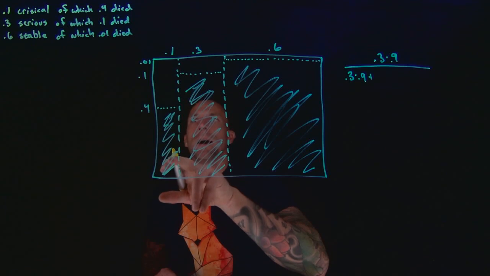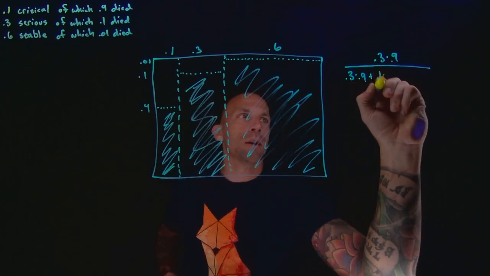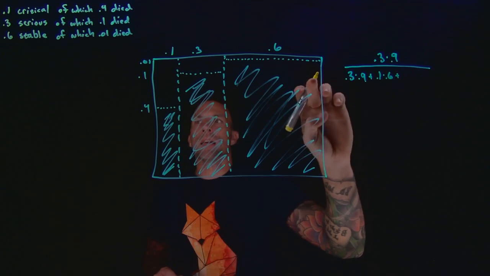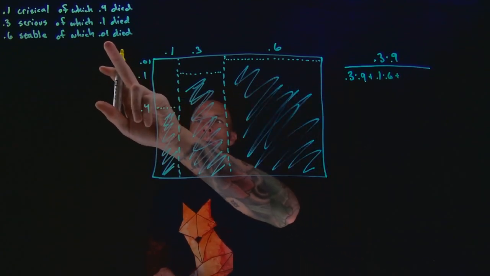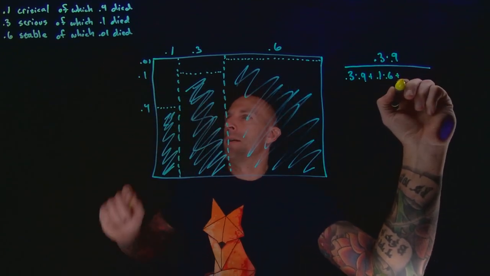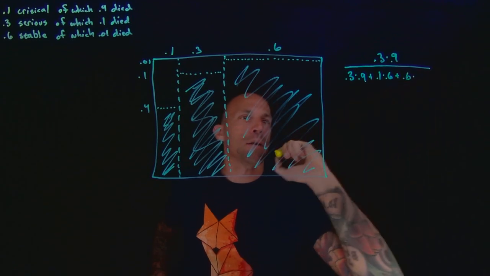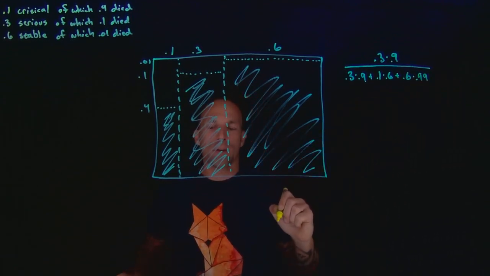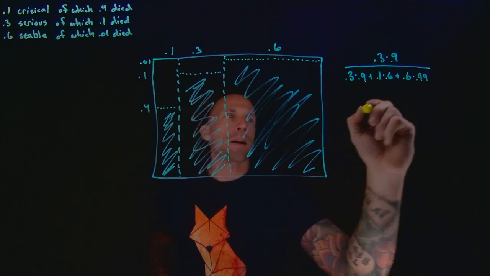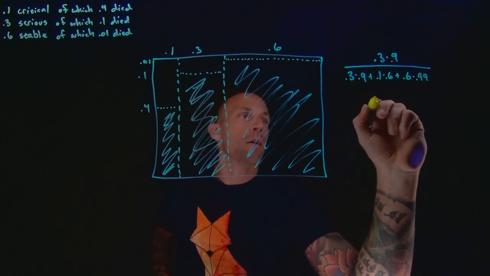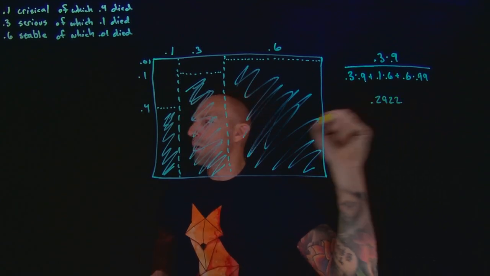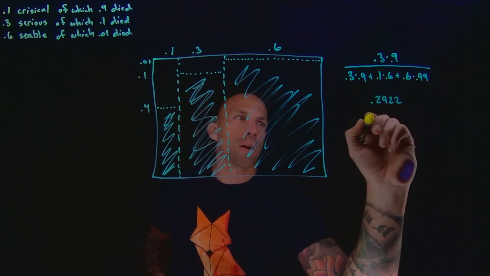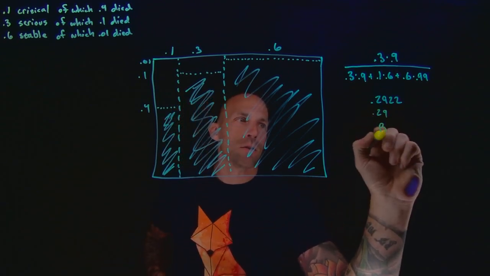If 40% died, then of those 10%, 60% survived. And then in stable condition, if only 1% died, then of the 60% that were in stable condition, 99% survived. And then we run that through the calculator, and you'll get 0.2922. And given your answer choices, we could just round that to 0.29. The correct answer here is B.